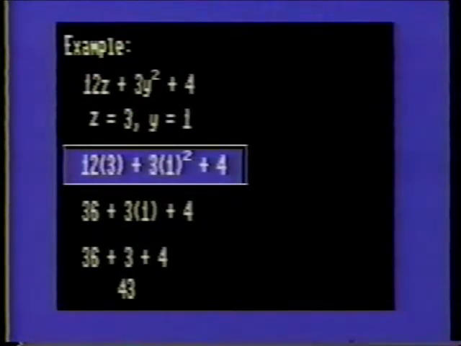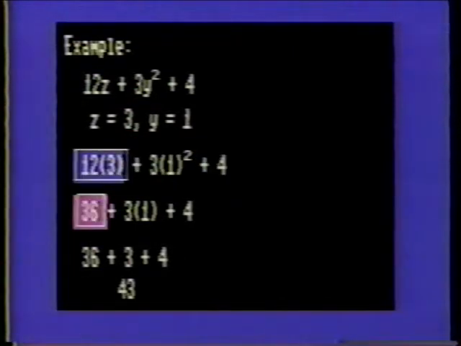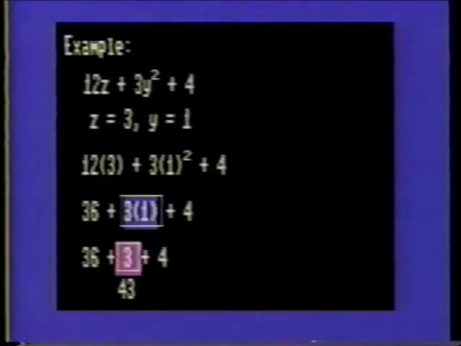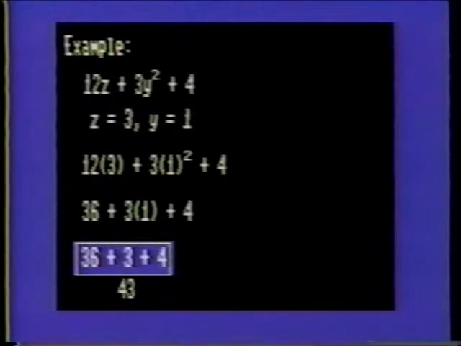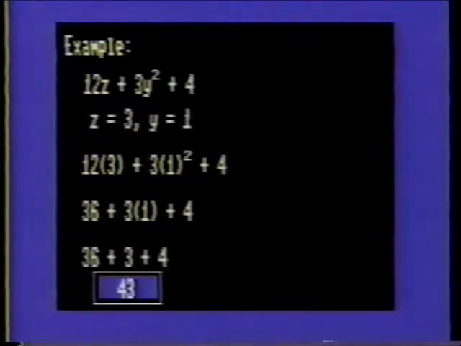Let's look at some more variable expressions. 12z plus 3y squared plus 4. If z equals 3 and y equals 1, the equation becomes 12 times 3 plus 3 times 1 squared plus 4. 12 times 3 is 36. 3 times 1 is 3. Now we have 36 plus 3 plus 4, which is 43. There are quite a few things you should know about variable expressions.